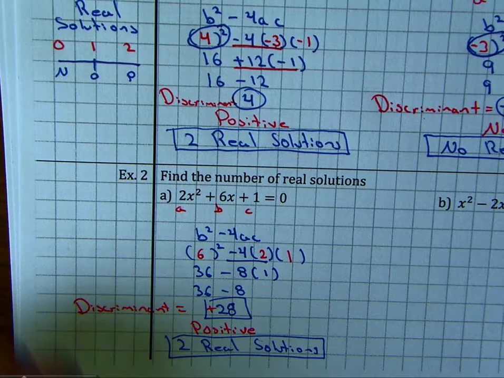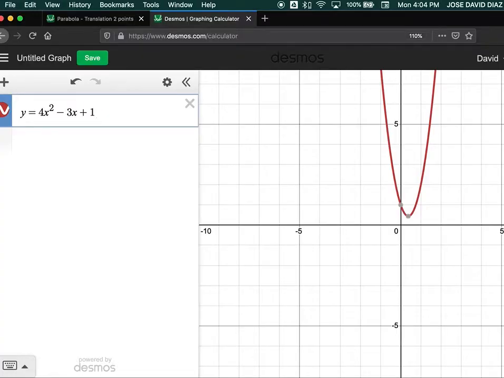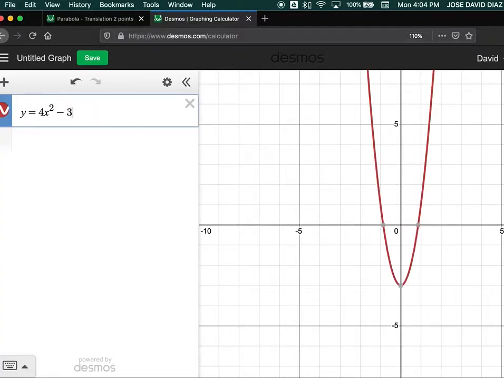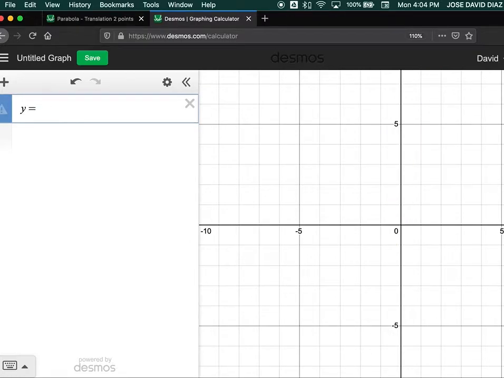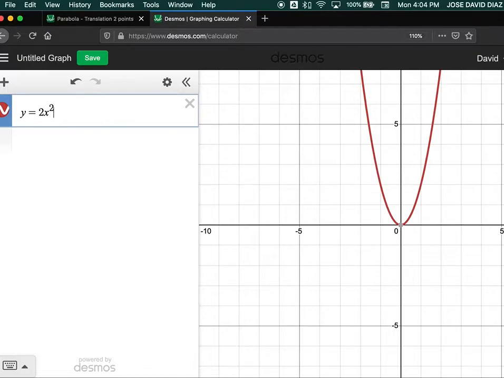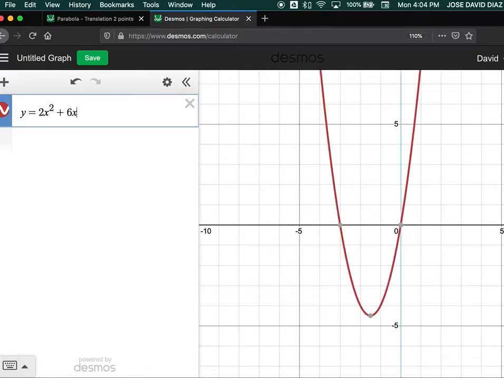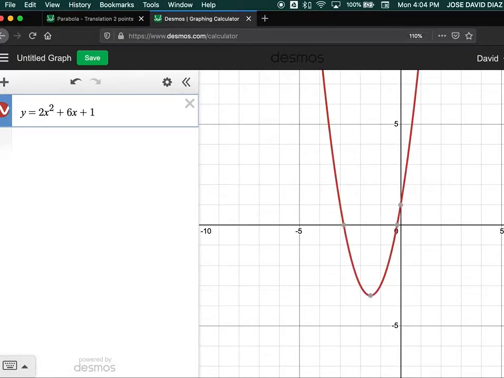So let's graph it, and we can use Desmos. You can also use it on your cell phone. Just download the graphing Desmos calculator, not the scientific Desmos. And then the real solutions are here. Those are 2 real solutions. They're both negative, but they are real solutions.